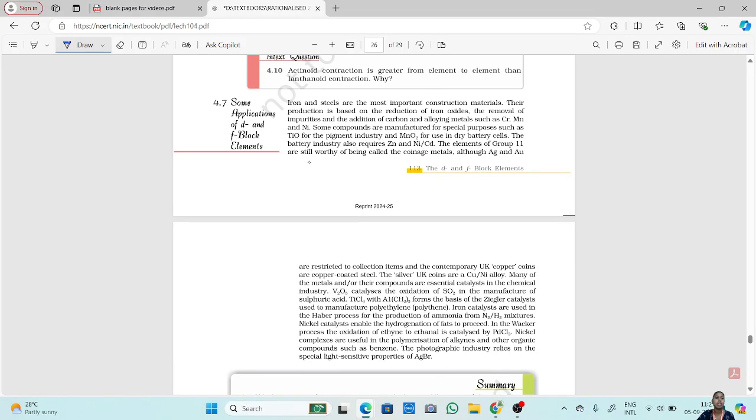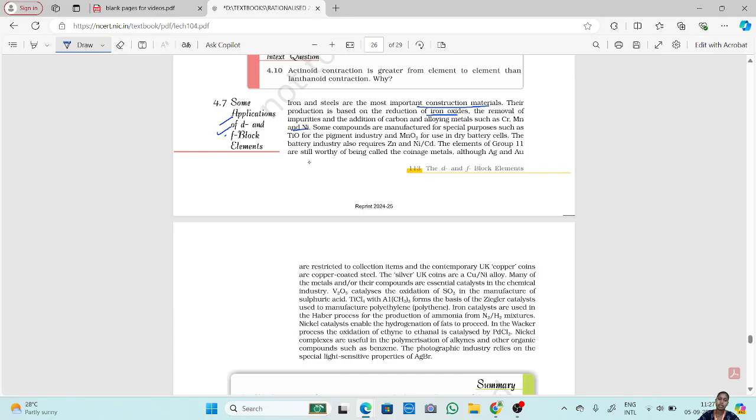Now, here are some applications of D and F block elements. Iron and steel are the most important construction materials. As you know, iron and steel both are D block elements, so they are important in construction materials. Their production is based on the reduction of iron oxides, removal of impurities, and addition of carbon and alloying metals such as chromium, manganese and nickel.